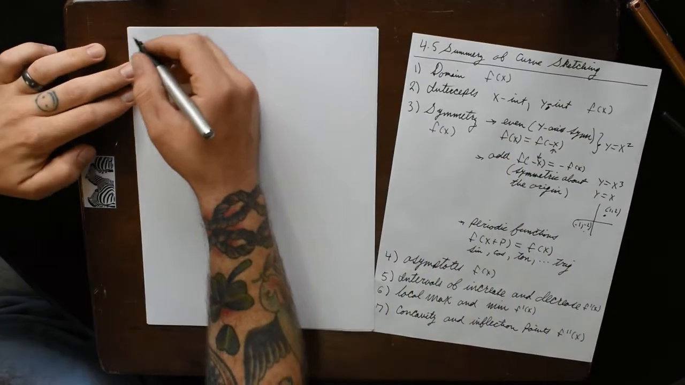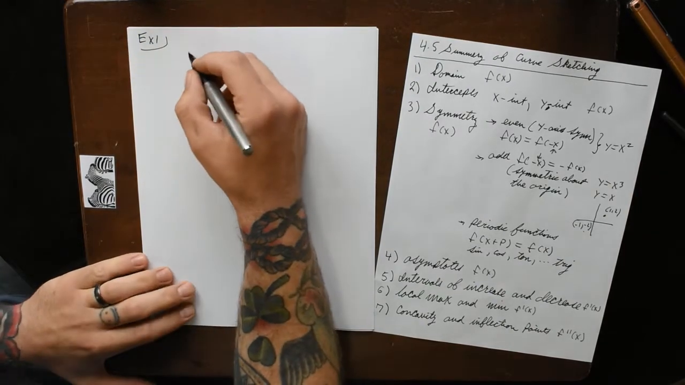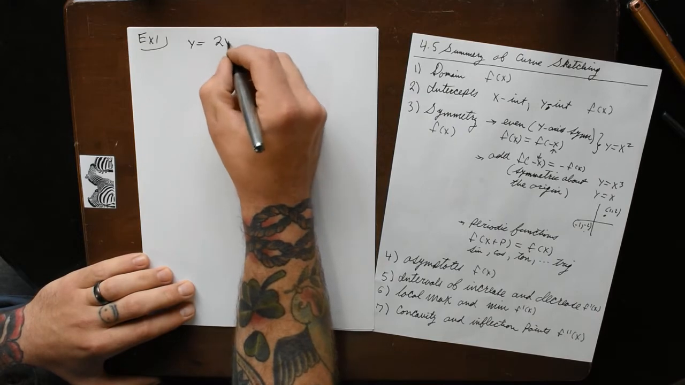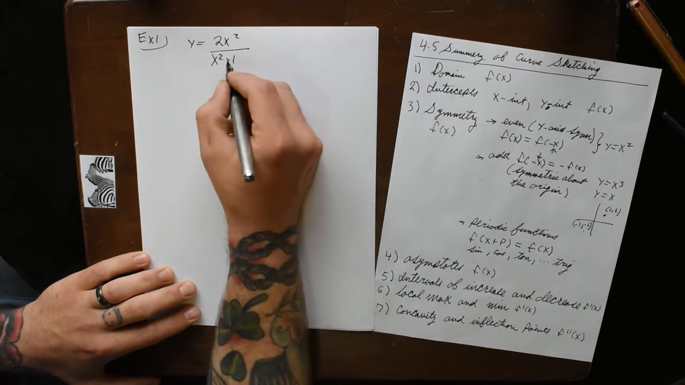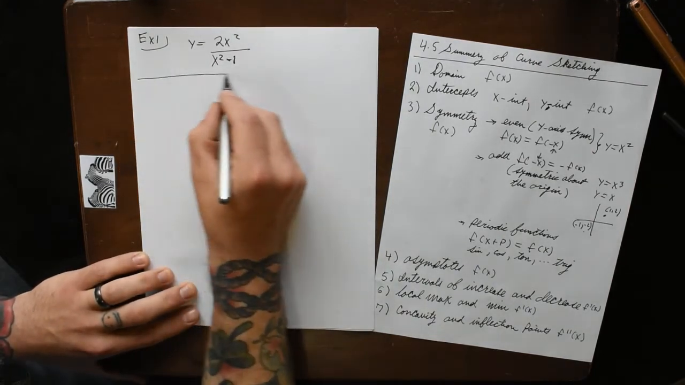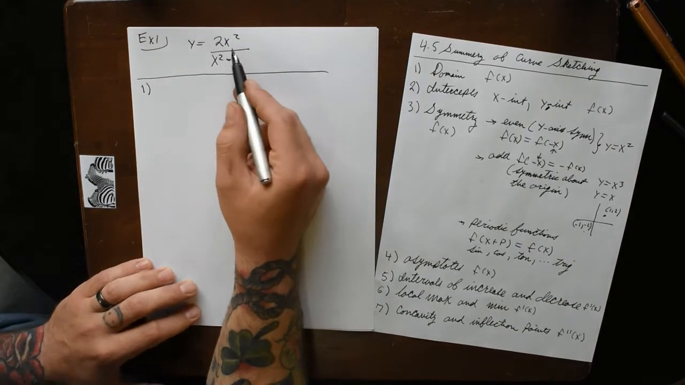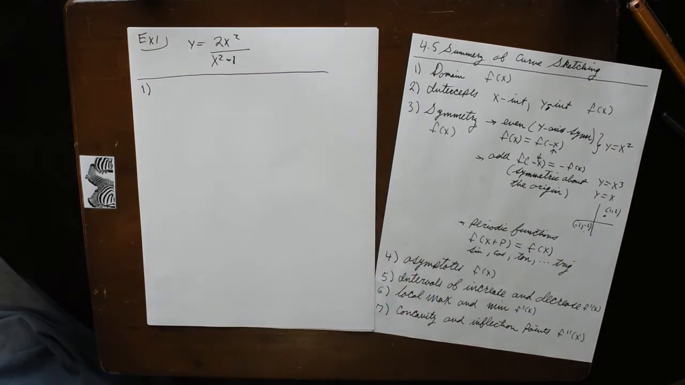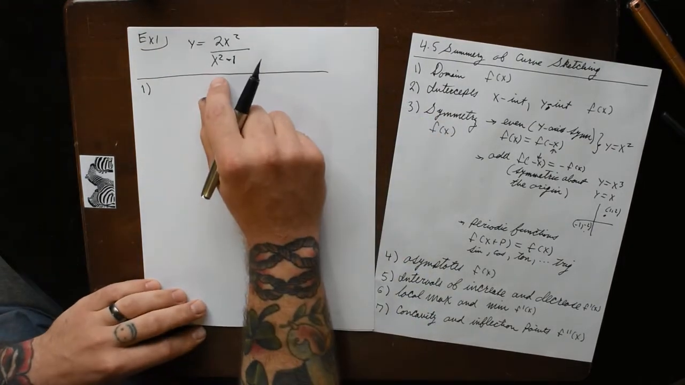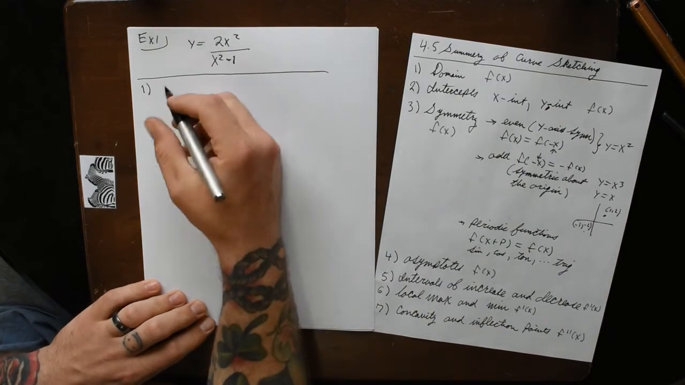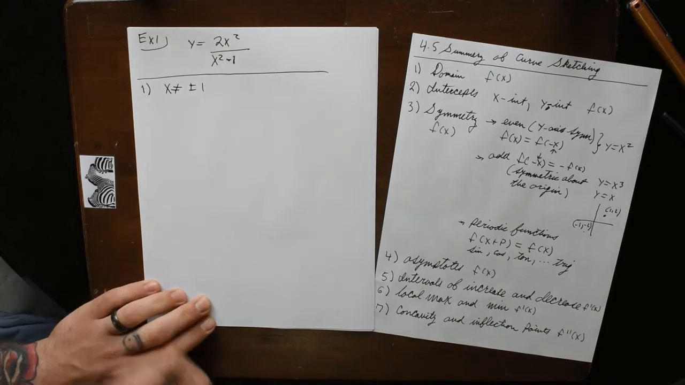Perfect, so let's use these guidelines to sketch a curve. Let's sketch y is equal to 2x squared all over x squared minus 1. So the first thing we need is the domain. Well, we're not taking any square roots, so there's nowhere to take the square root of a negative number. We're not taking any logs anywhere, so the only real rule that we can break is dividing by 0. Looking to the denominator, we see that x cannot be equal to plus or minus 1.